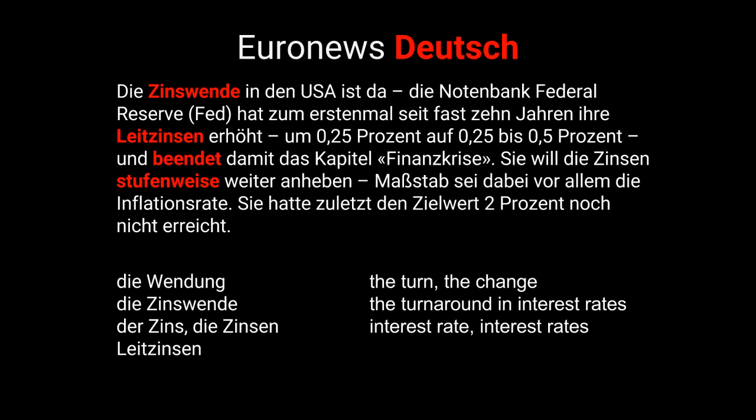So let's start by reading the fragment. Die Zinswende in den USA ist da. So we read up until this point where the arrow appears. So, die Zinswende in den USA ist da. So the change in interest rates in the United States is there, ist da, which means is there.